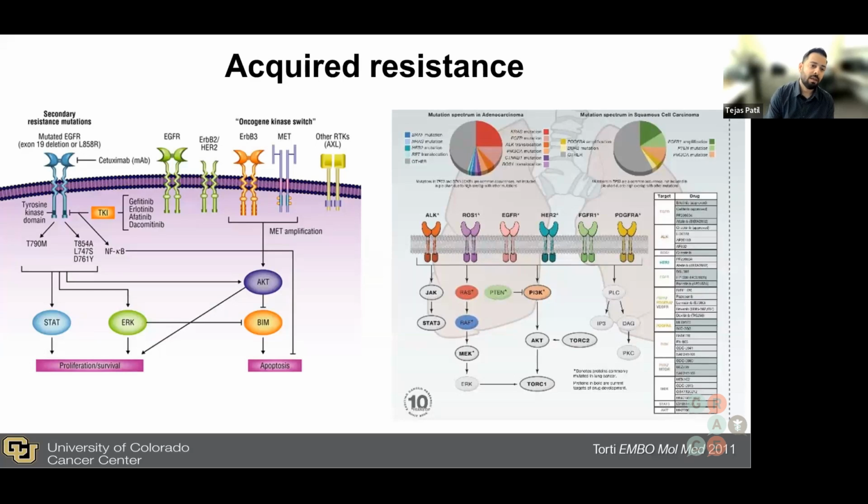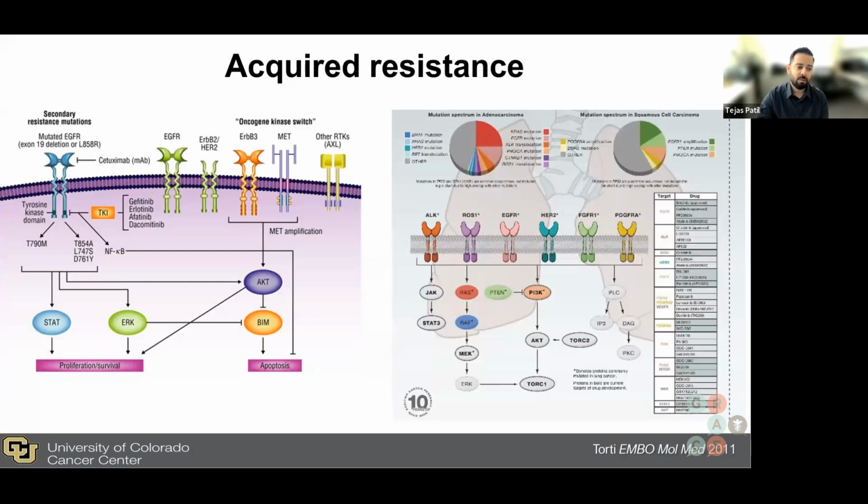Another major topic is acquired resistance. This is especially relevant for anyone on targeted therapies. What tends to happen is as patients remain on targeted therapies, cancer cells eventually figure out ways to develop resistance to that targeted therapy. This can come in the form of on-target resistance, shown on the left-hand side here.